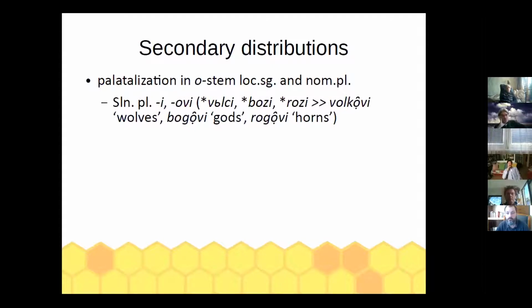Another reason for a secondary spread of U stem endings is to avoid the effects of palatalization when a stem ends in a velar. So in Slovenian, for example, the plurals Wiltsi, Bozi, and Rozi were replaced by U-stem-looking forms like Vokovi, Bogovi, and Rogovi, simply to avoid the palatalization. And this is actually found in other languages as well. I've used Slovenian as an example here, but you see the same pattern everywhere.